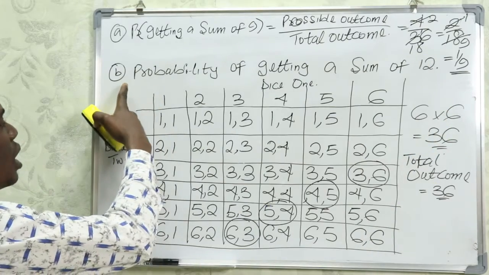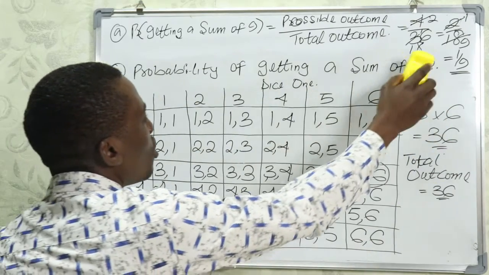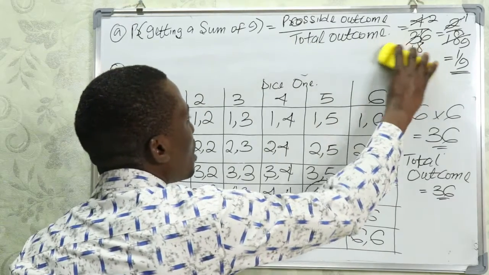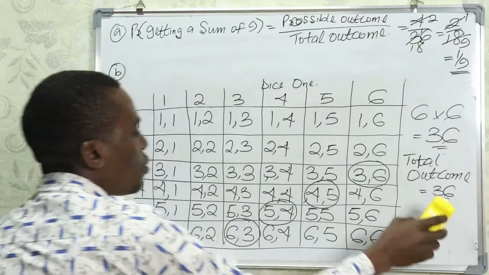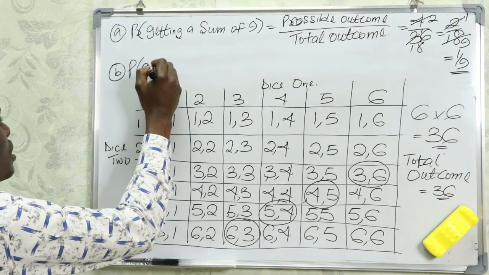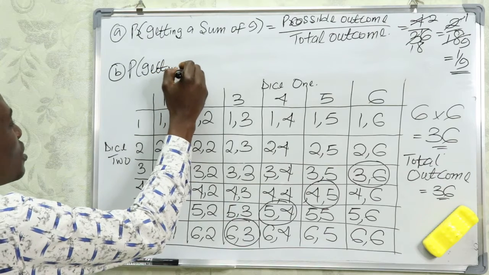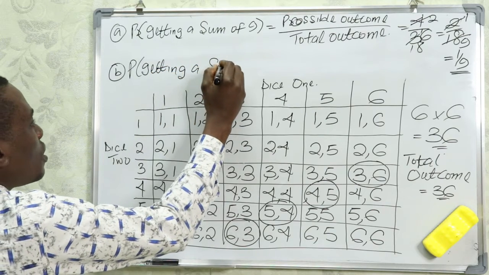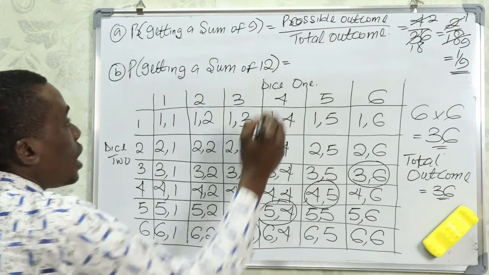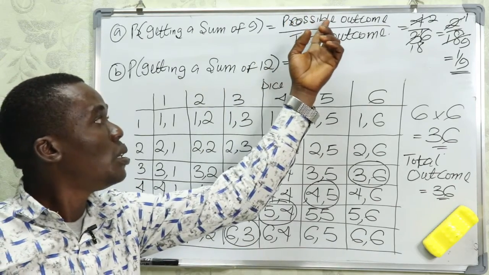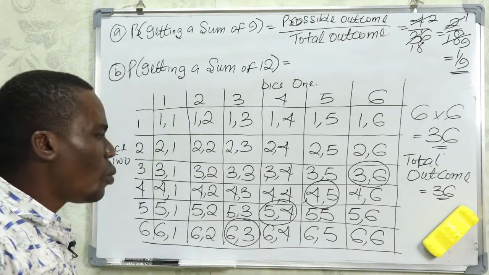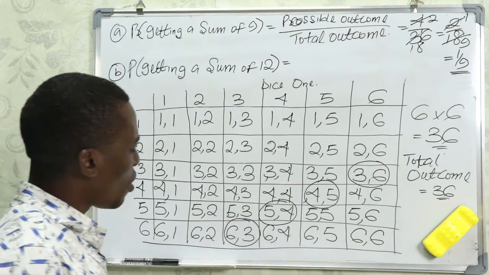Now let's look at the next question. The next question says, what's the probability of getting a sum of 12? The probability of getting a sum of 12 will be equal to the possible outcome all over the total outcome.